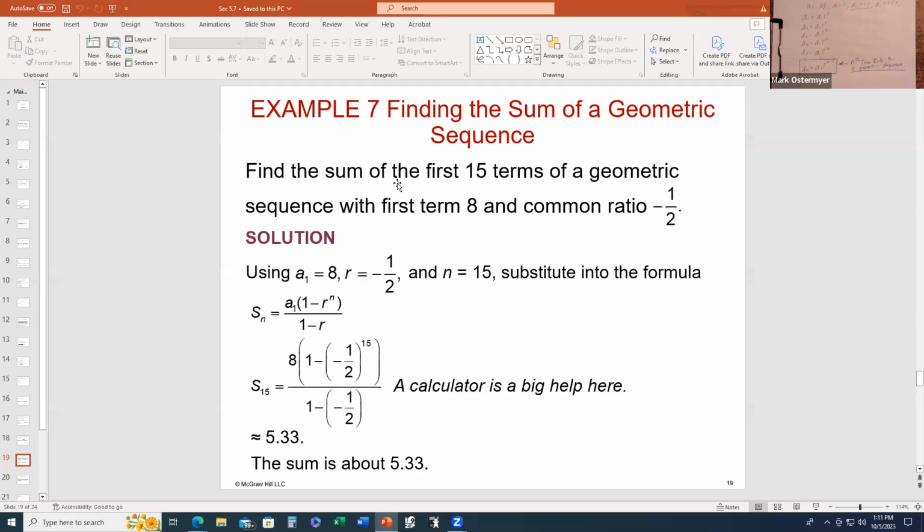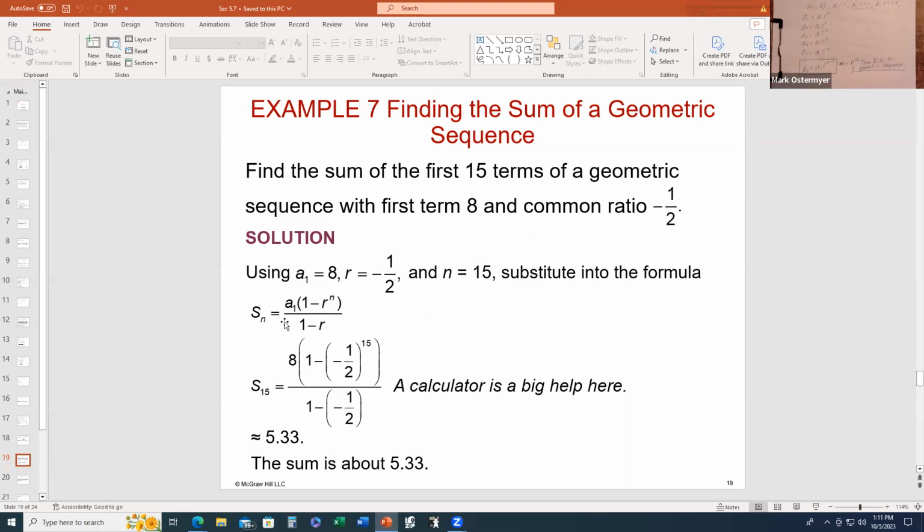Suppose you want to find the sum of the first 15 terms of a geometric sequence where the first term is 8 and the common ratio is -1/2. Well, we know the first term is 8. We know the common ratio r is -1/2. We want to find the sum of the first 15 terms of this geometric sequence. And so we use our formula. So the sum of the first 15 terms has us replacing n with 15 in the formula.